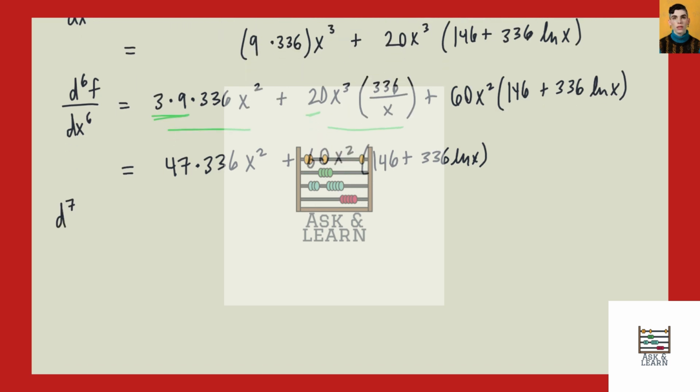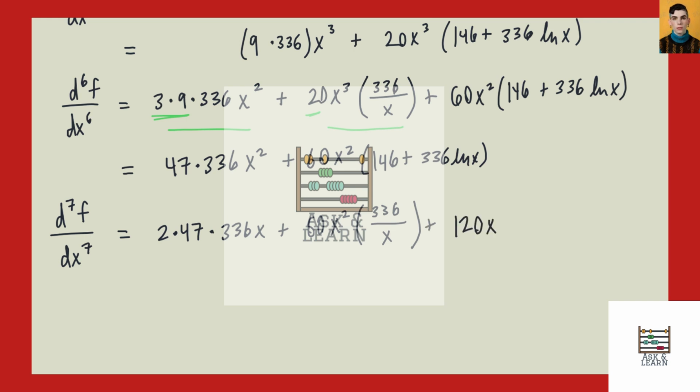And taking the seventh derivative, we have 2 times 47 times 336x plus 60x squared times 336 divided by x plus 120x times 146 plus 336 natural log x.